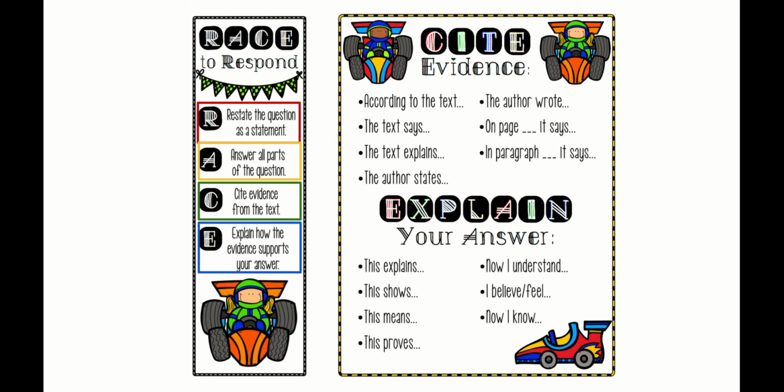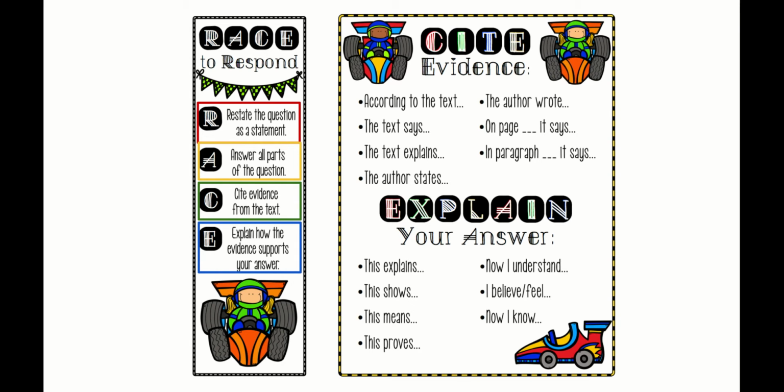Let's take a look at this acronym. R stands for restating the question as an answer. A stands for answering all parts of the question. C stands for citing your evidence from the text. And E, explaining how the evidence supports your answer.